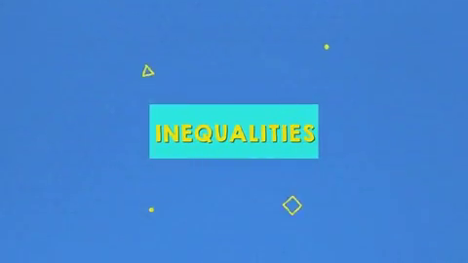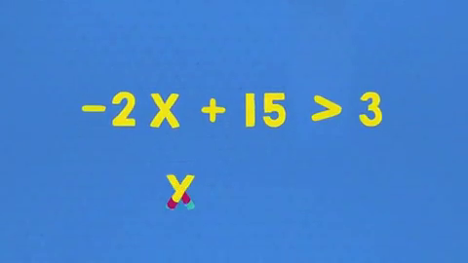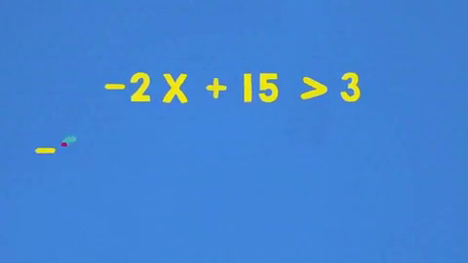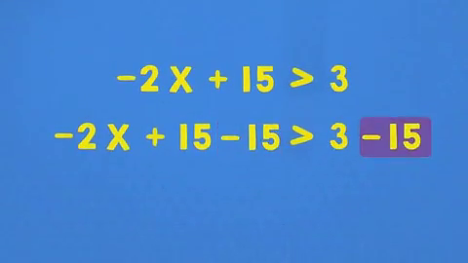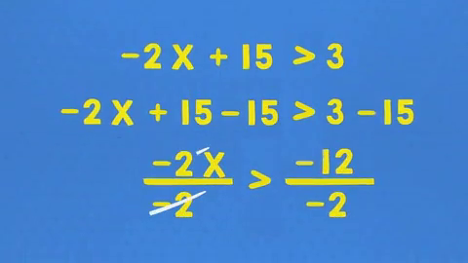Sometimes inequalities require several operations to solve. Let's take a look at this example. Minus 2x plus 15 is greater than 3, and x is an element of N. To solve x, we need to isolate it. First, let's subtract 15 on both sides of the inequality. Next, we have to divide both sides by minus 2.